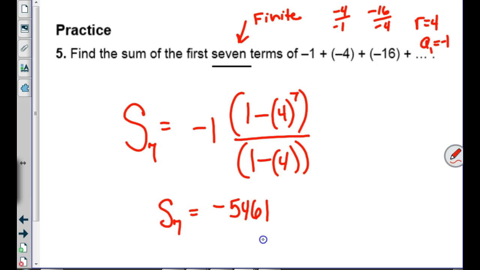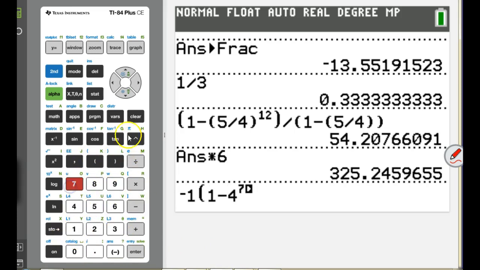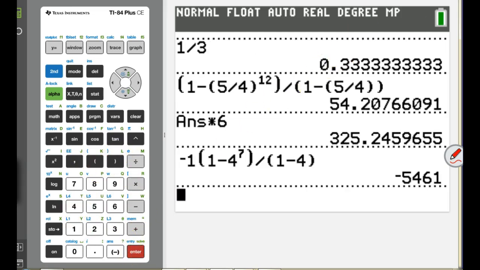Anyone not getting that? It's just -1 times 1 minus, and like I said, you really don't need an extra parenthesis on this one because it's just a positive number. We good? Yes, absolutely. You have to have a parenthesis around the whole top and the whole bottom when you're dividing. Great question. Now are you getting it?